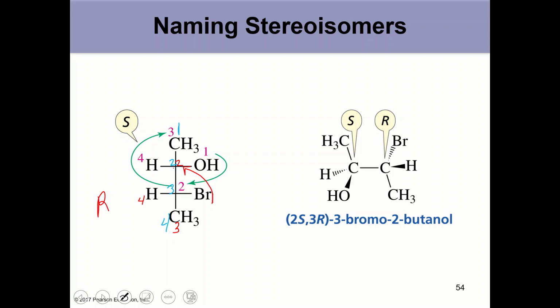I said vertical and I meant horizontal. When we go counterclockwise with the lowest priority group on a horizontal bar of a Fisher projection, the configuration is R, for counterclockwise and horizontal. So that confirms that the molecule in the Fisher projection has the name 2S, 3R, 3-bromo-2-butanol.